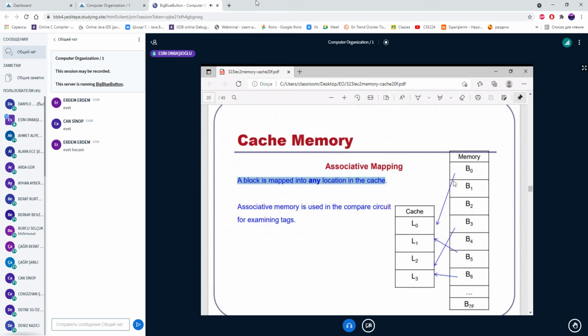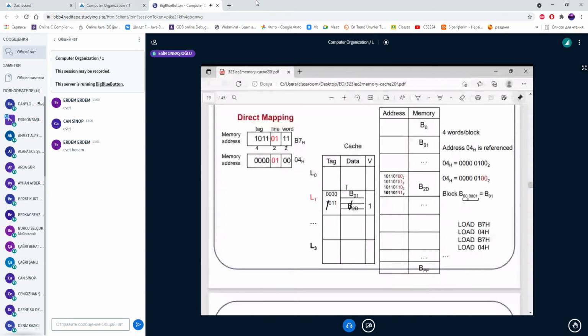So, for example, we take block 0 here in line 1, and then assume that block 5 is accessed, take it to line 1, then block 6, take it to line 3, and so on. So, in this case, both block 01 and block 2D can exist in the cache at the same time. They may be mapped to different cache lines, whichever cache line is free.